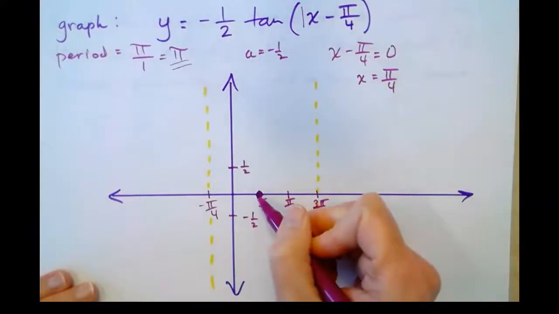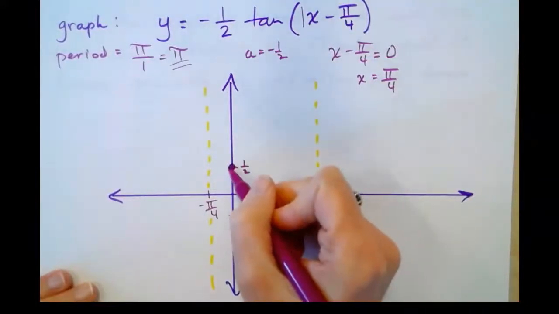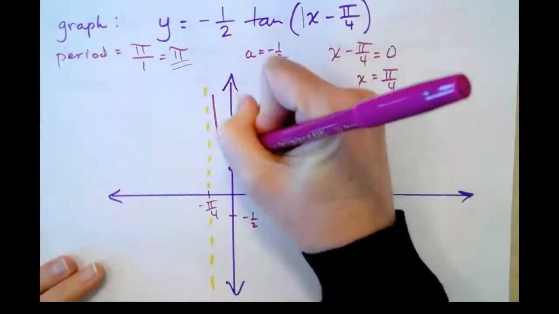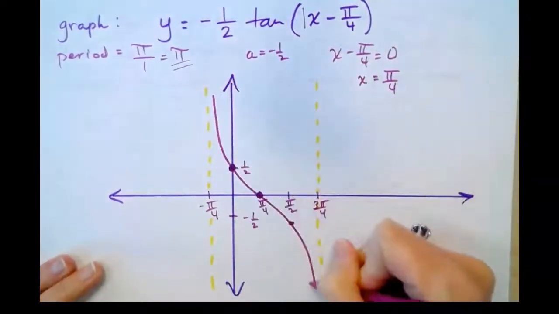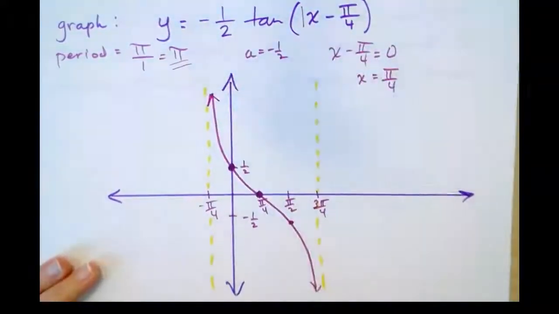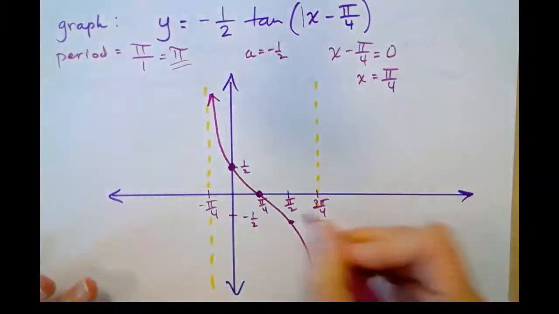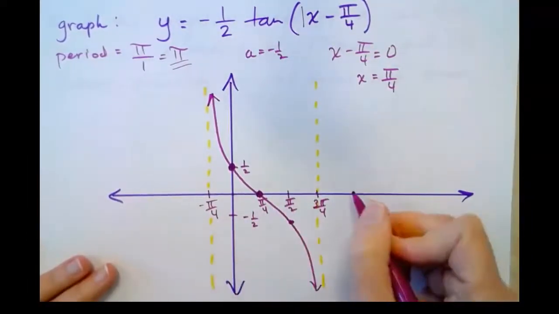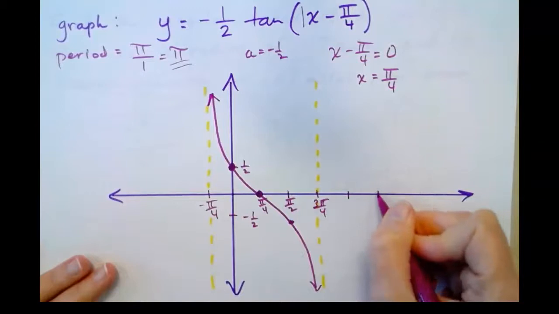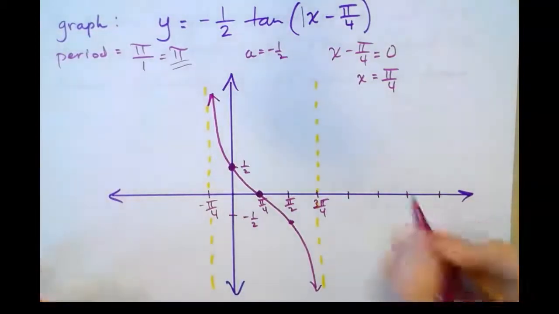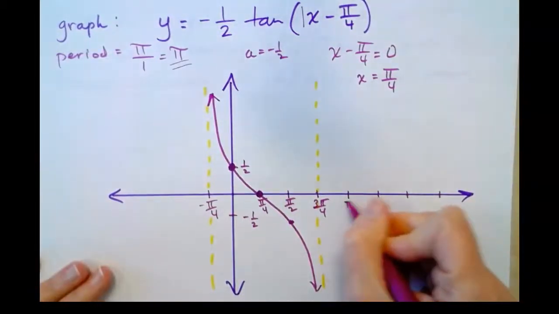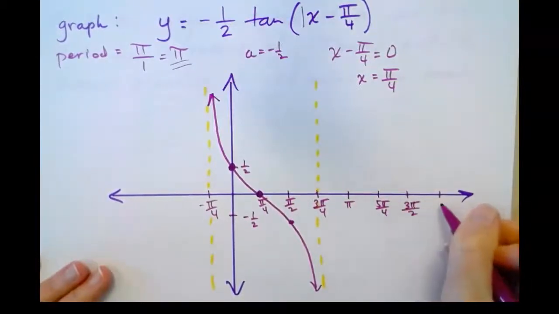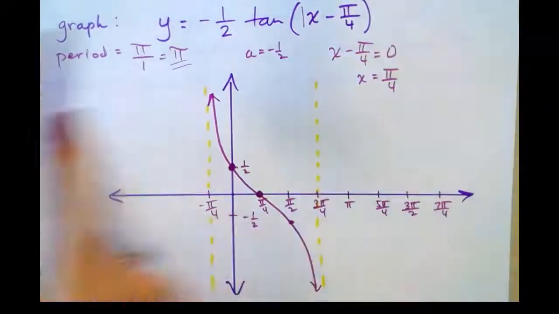So there's the middle, and then halfway back, we shall go up. Halfway over, we shall go down. And here is one branch of our tangent graph. We could easily draw another one just by counting off how many fourths? 1, 2, 3 fourths, 4 more fourths. So 1/4, 2/4, 3/4, 4/4. So this would be 4/4, 5/4, 6/4, and 7/4.